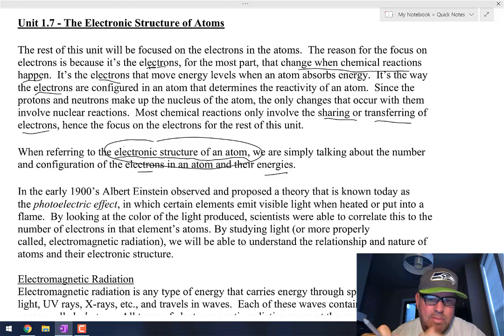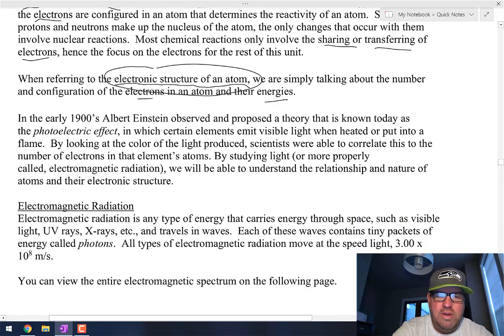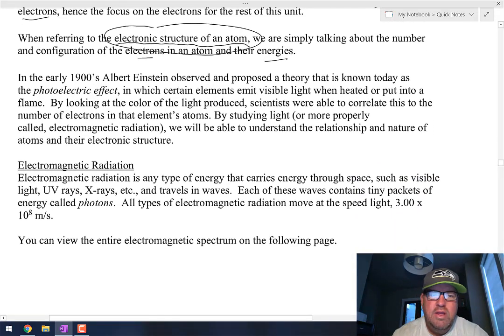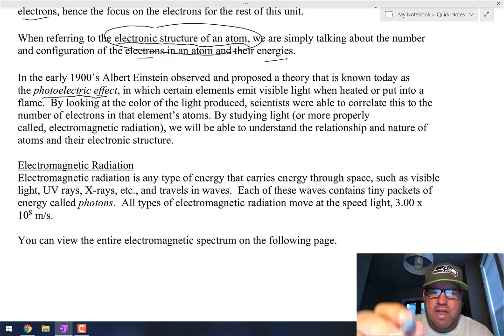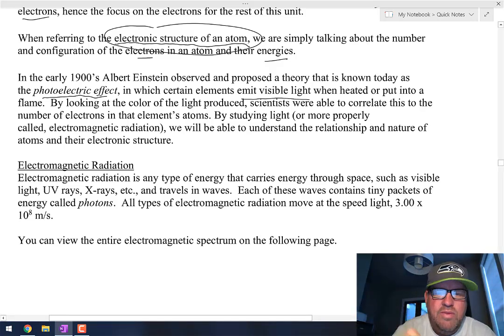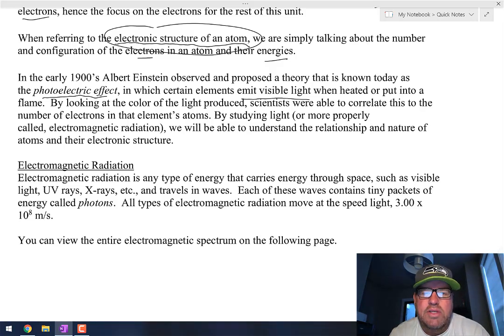Okay, now where did this come from? I don't want to get too deep into this, but in the early 1900s, Albert Einstein did propose a theory called the photoelectric effect, which means that when you shine light on something, a lot of times these different elements give off different colors, okay? They emit visible light when they are heated or put into a flame. And they can use that light to determine what element it is.